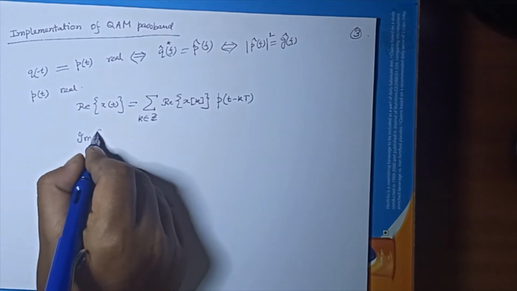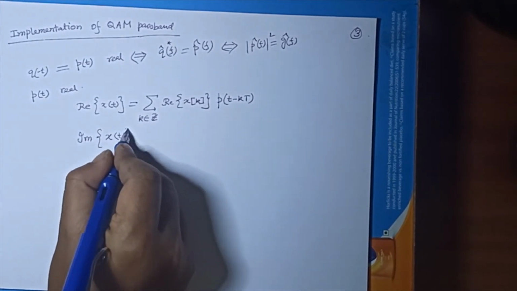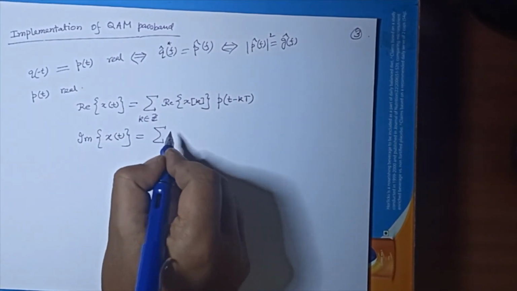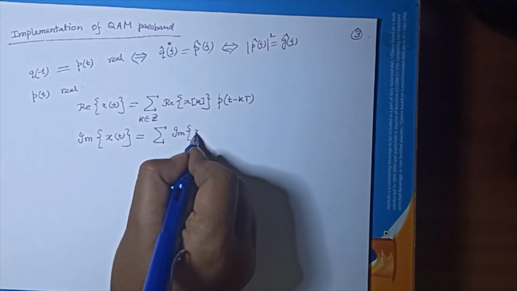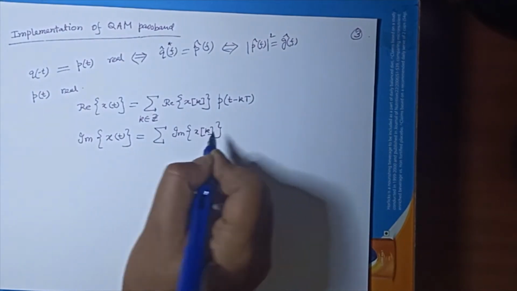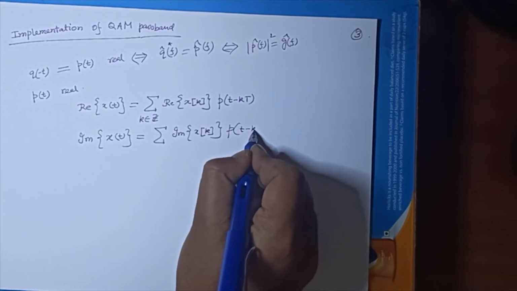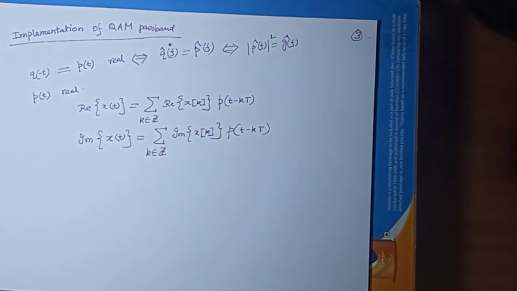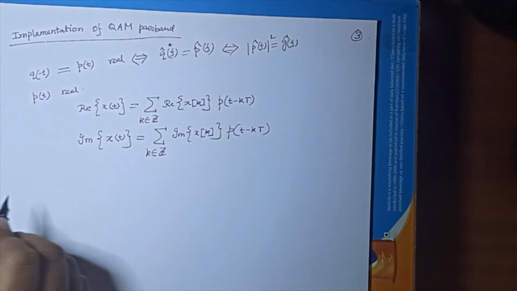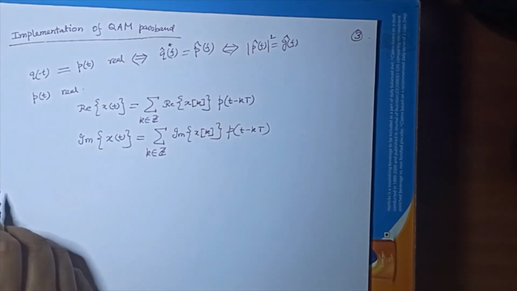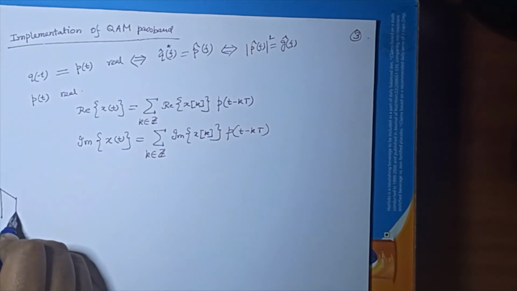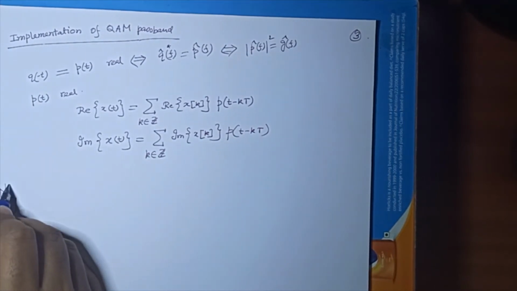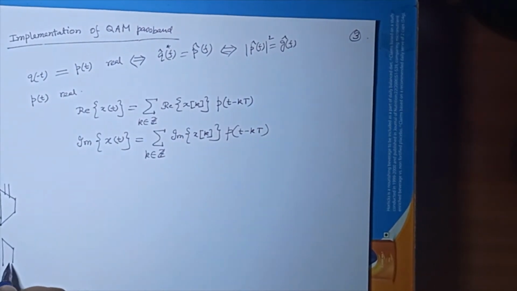Similarly, the imaginary part of x(t) will be the sum of Im(x_k) p(t - kT). This is for all integer k. So then I can combine them. I have already drawn the multiplexer; these are already there.